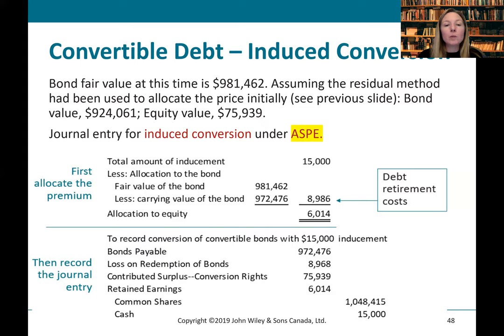So to recap, now we know the split. We figured out the ratio of how we're going to split that $15,000 that we paid out to have the person exercise that option, and how we're going to split that between the debt and the equity component.